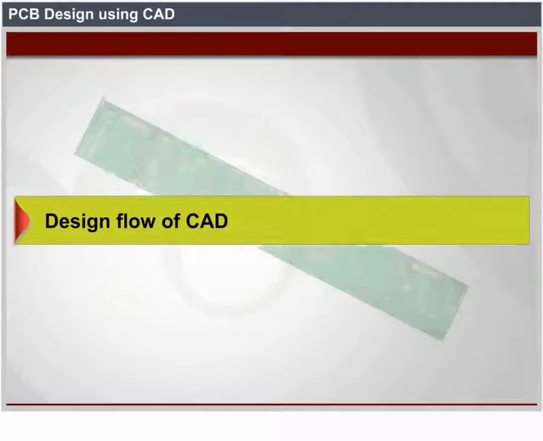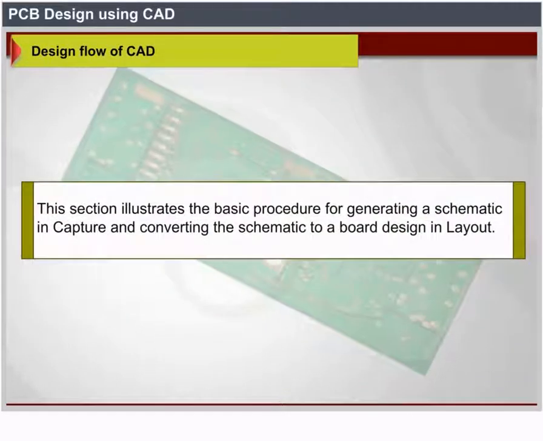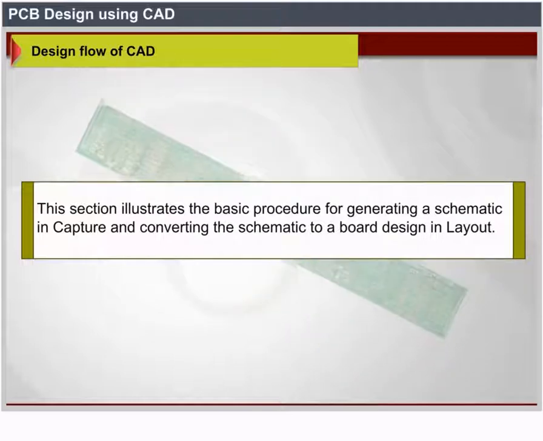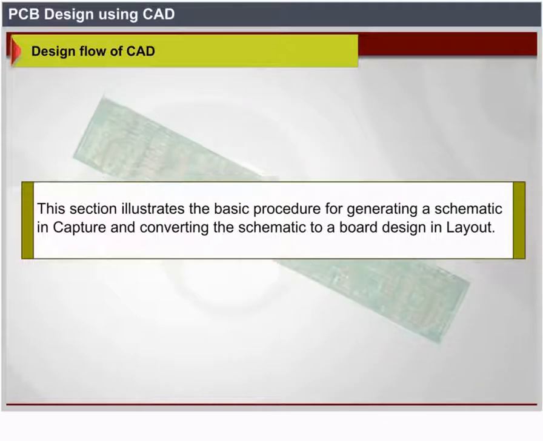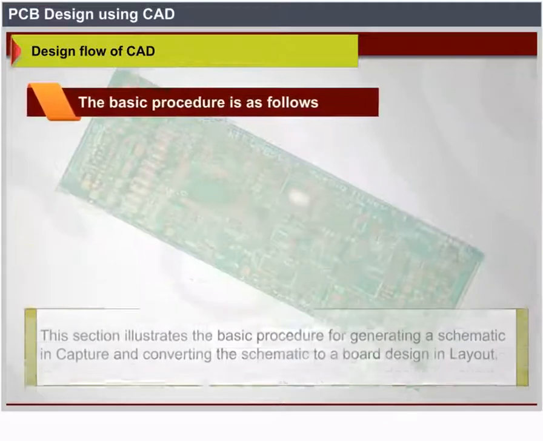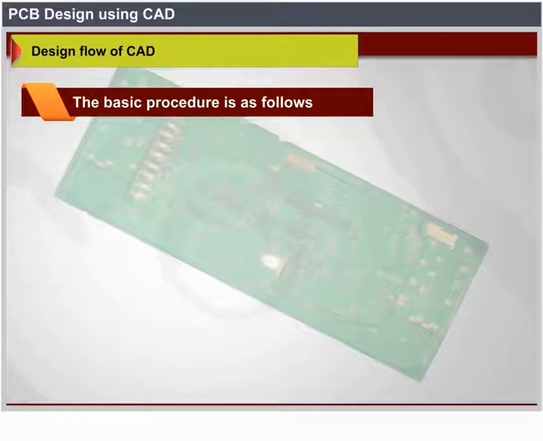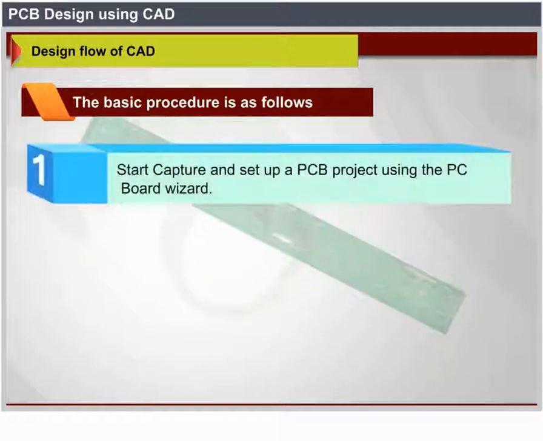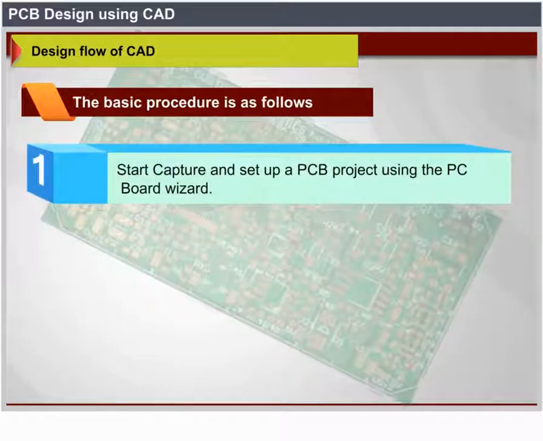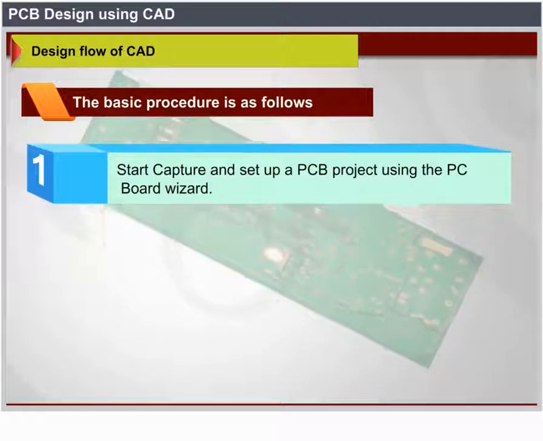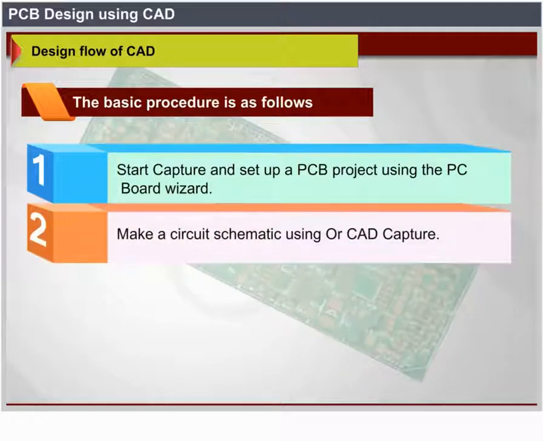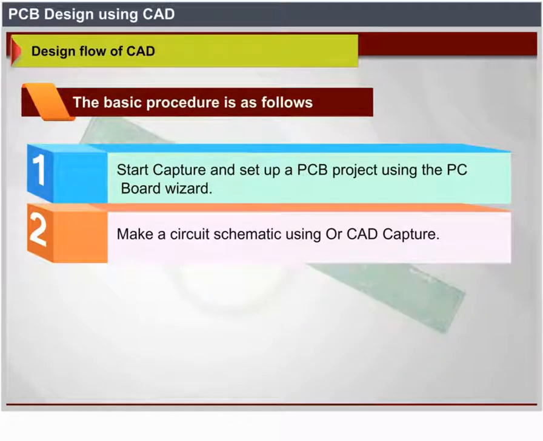Design flow of CAD. This section illustrates the basic procedure for generating a schematic in Capture and converting the schematic to a board design and layout. The basic procedure is as follows. Start Capture and set up a PCB project using the PC Board Wizard. Make a circuit schematic using CAD Capture.